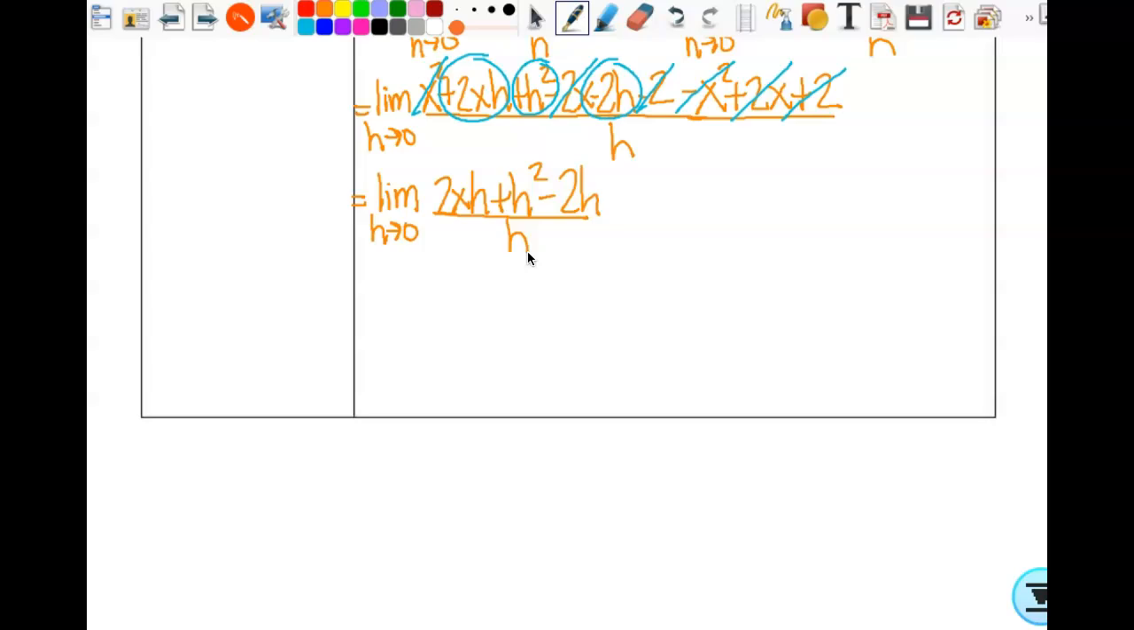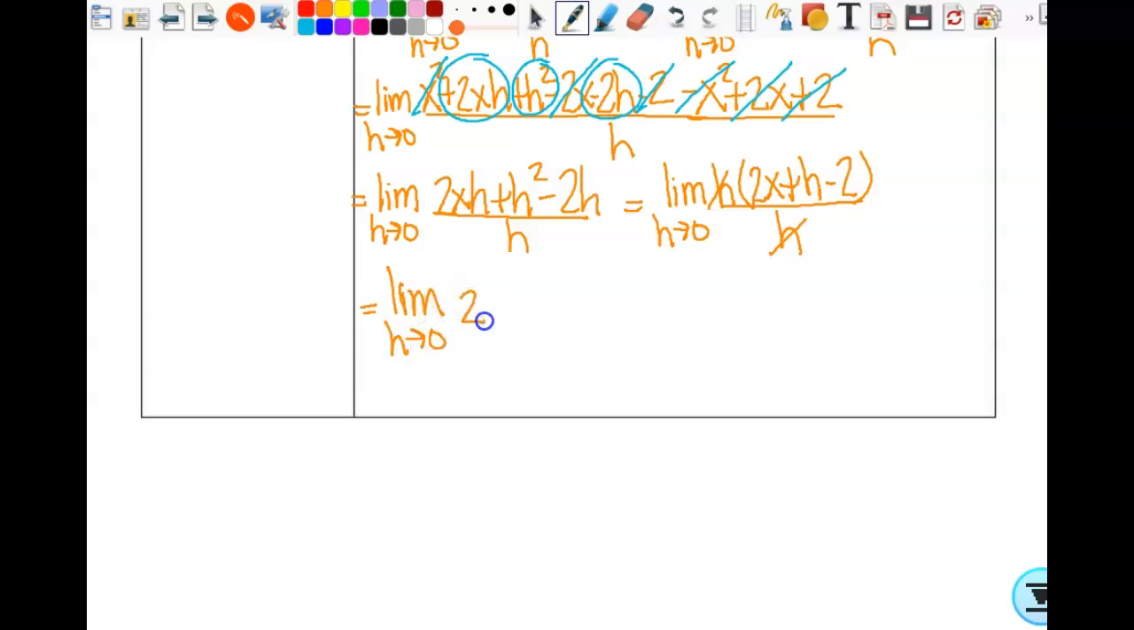Any questions about where anything came from? All right, so what do I do in the numerator? Factor. Good. So the limit as h approaches 0 of h times 2x plus h minus 2, all over h. And those h's cancel out. So I get the limit as h approaches 0 of 2x plus h minus 2.